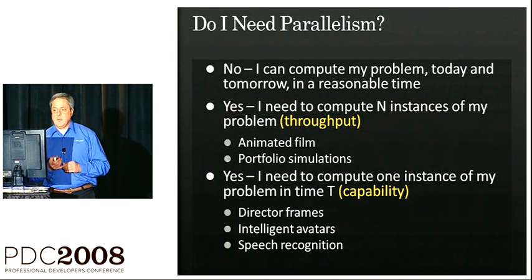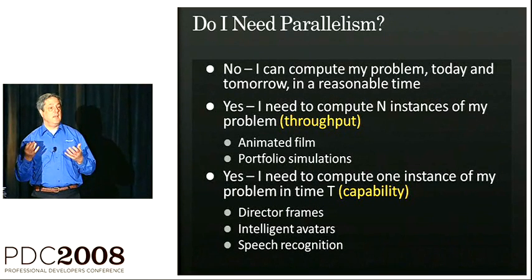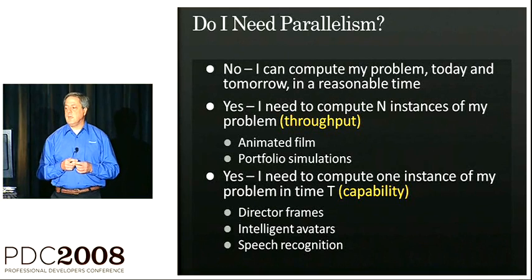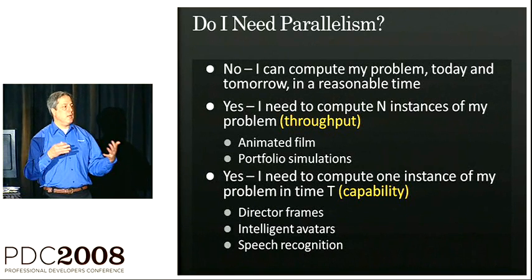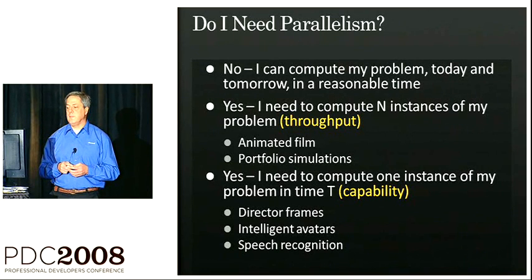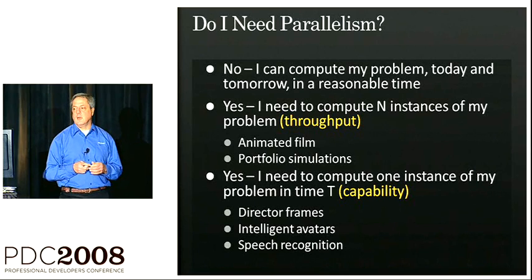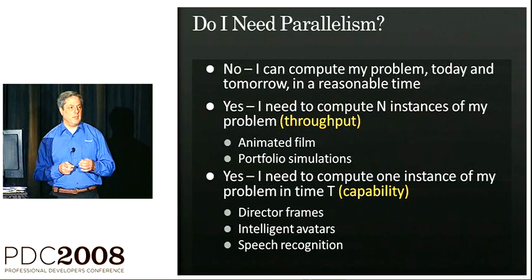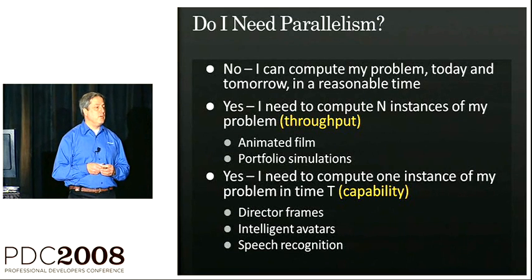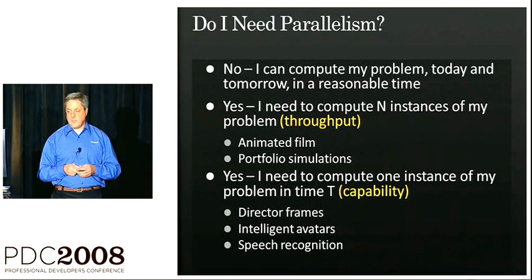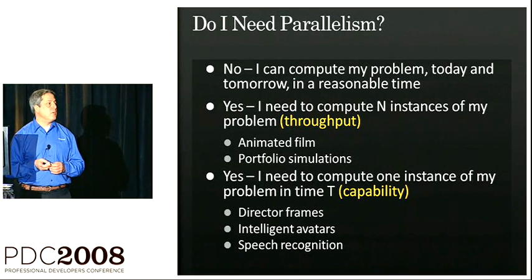The capability problem is the reverse of that, in which I have one instance of a big problem, and I need to get it done in time t. So examples of this, where I have a single problem, it's very complex, and I need to solve it in a certain amount of time. Three examples of this would be the director frame. So there's actually a corollary to the throughput example in films. And this is where I need to design a single frame so the director can make a decision. I want that done as quickly as possible. Intelligent avatars in a game, right?